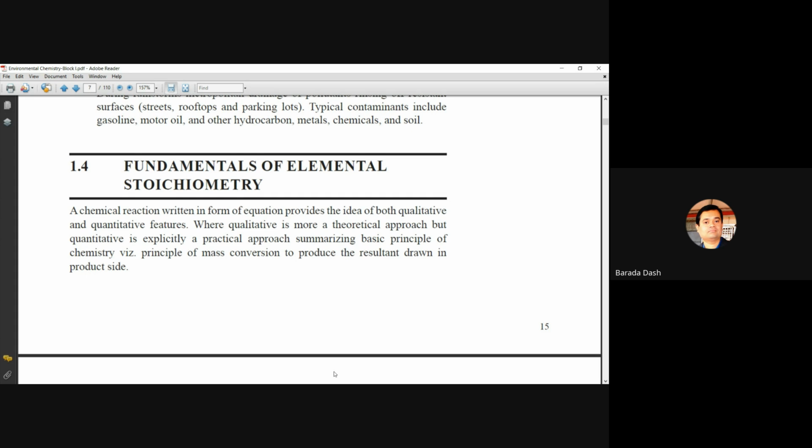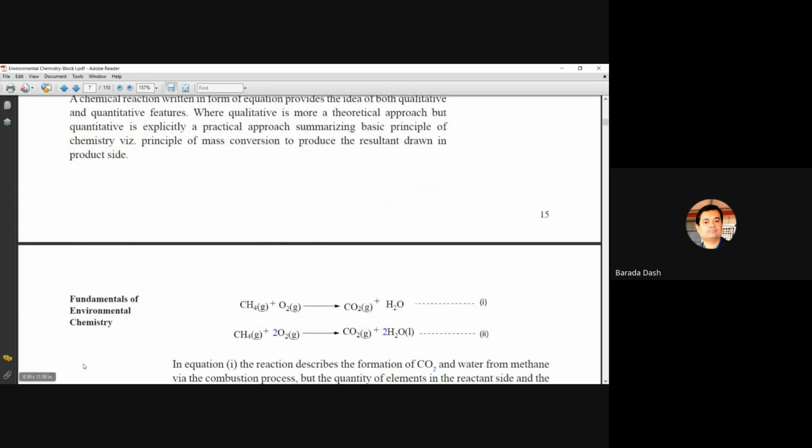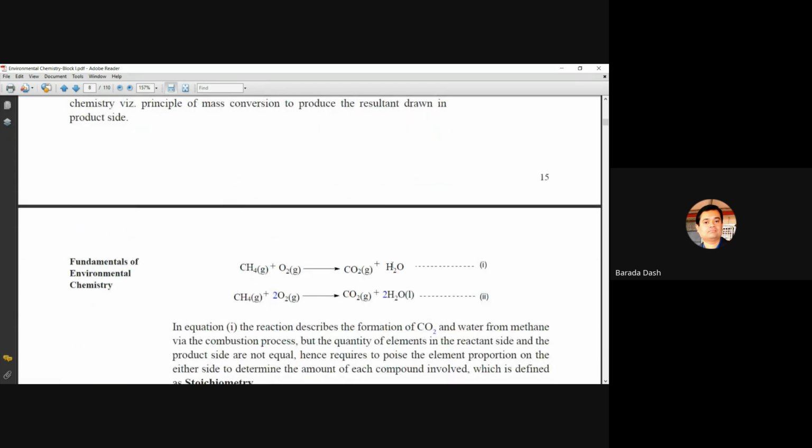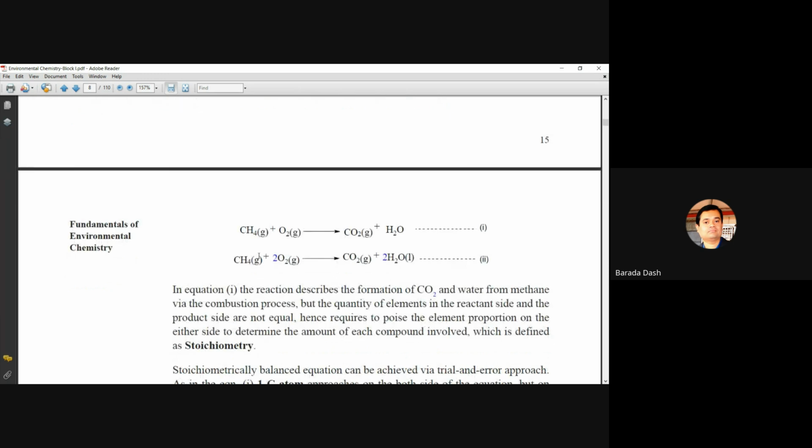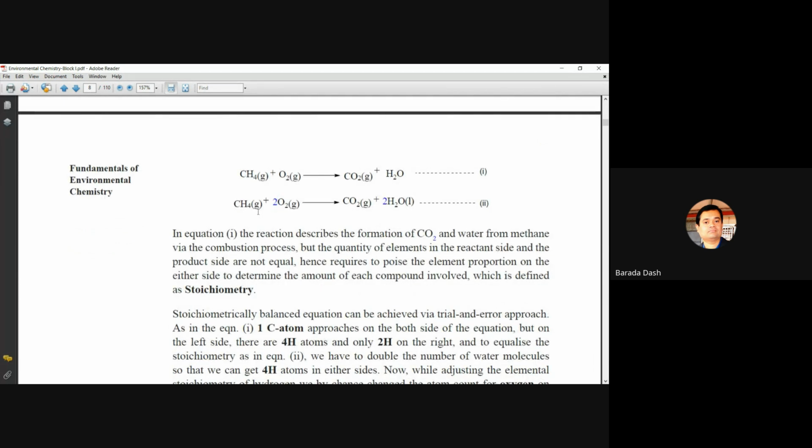So basically, see, this is methane plus oxygen, carbon dioxide plus water. But this is not a balanced equation. If you balance it, you have to incorporate a 2 here. One molecule of methane reacts with 2 molecules of oxygen to produce 1 molecule of carbon dioxide and 2 molecules of water. So this is a balanced equation. If an equation is written and not balanced, there is no meaning to that reaction.